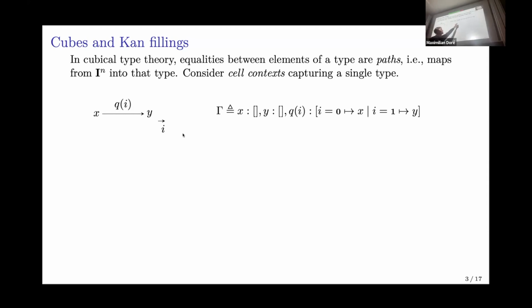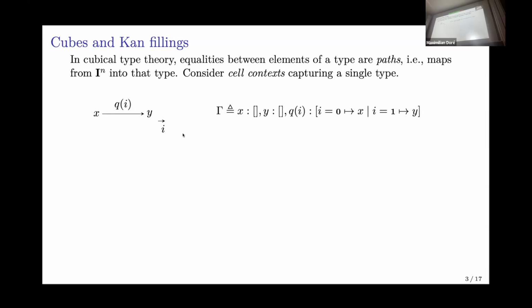And then Q does depend on some variables. It's a function from I into our type, which means it's a one-dimensional path. So it's really a line. And we say that at the one endpoint of I, so I equals 0, we map to X, and on the right endpoint, I equals 1, we map our path to Y. So this syntactic description just says that we have a path from X to Y, and this is called Q. This is the setting that we consider.